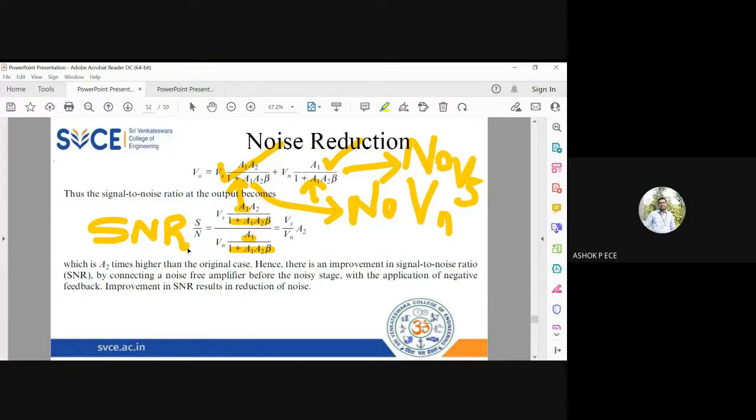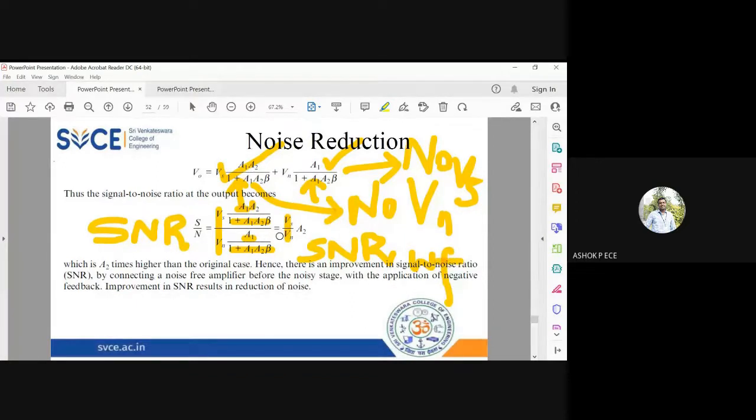So the remaining terms, if you group them, you will get Vs by Vn multiplied by A2. So Vs by Vn into A2. So what is Vs by Vn? It is the SNR of the first case. So I can say Vs by Vn is the SNR without feedback.